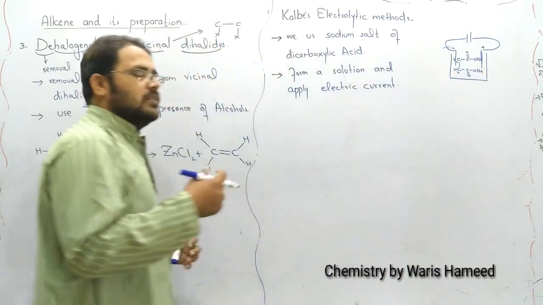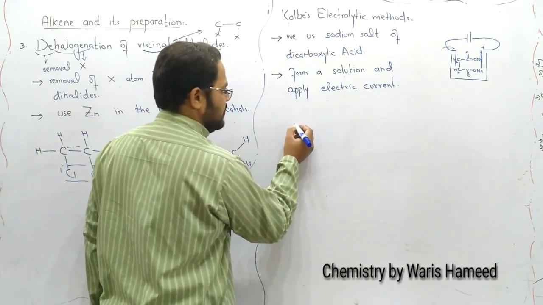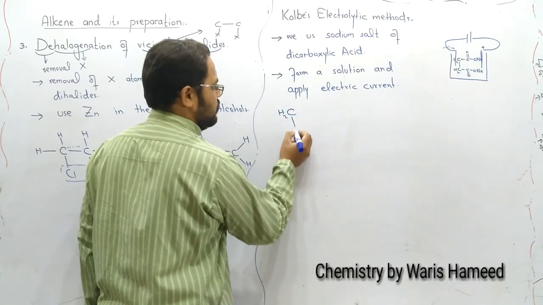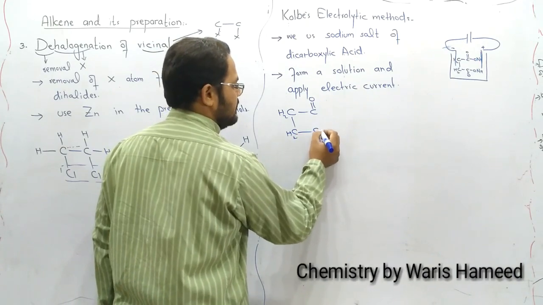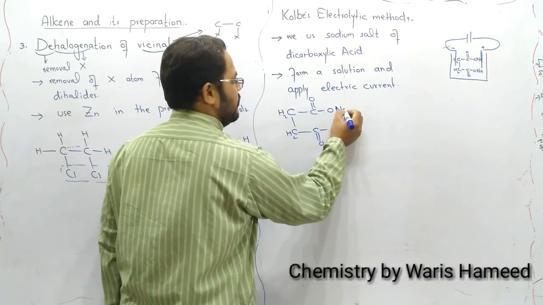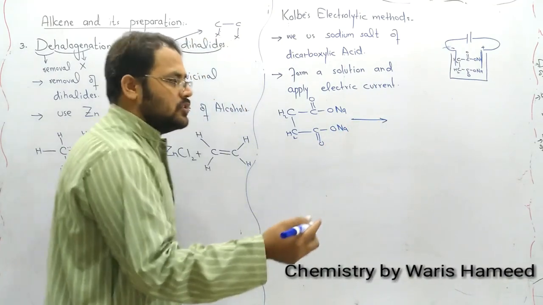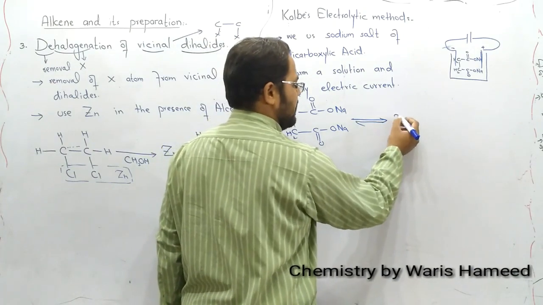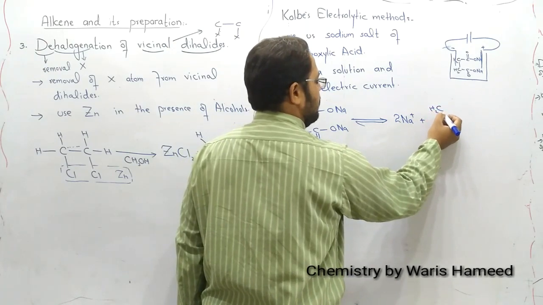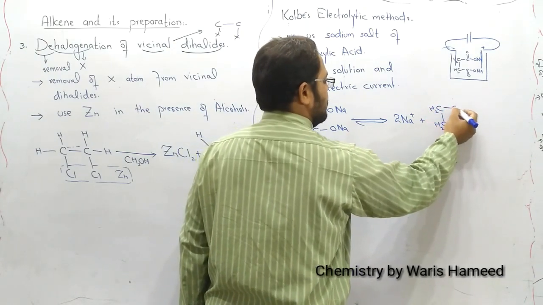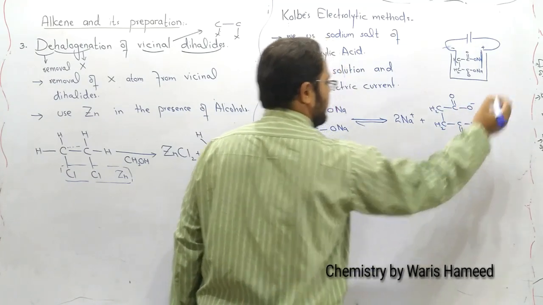The first reaction is on the anode and the second reaction will be on the cathode. In solution there will be CH2, CH2, C double bond O, C double bond O, here O and sodium, O and sodium. It will ionize in the solution and form two Na positive ions and one dicarboxylate ion, with O negative and C double bond O, O negative.